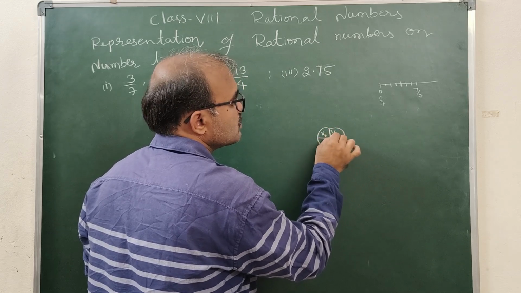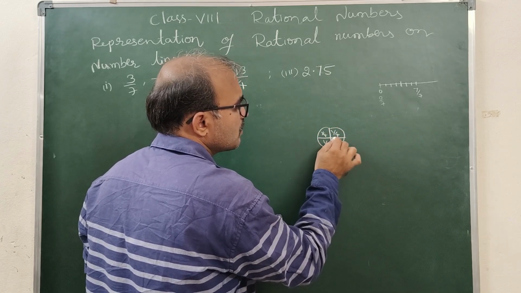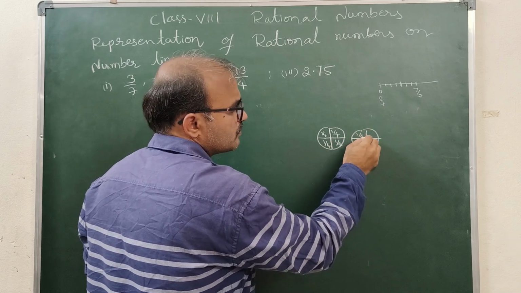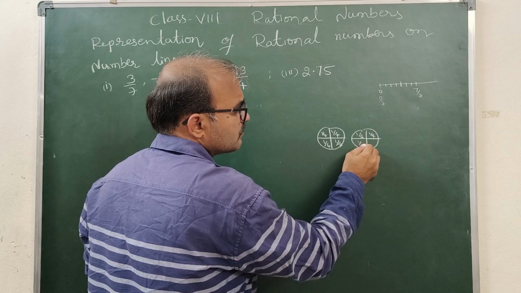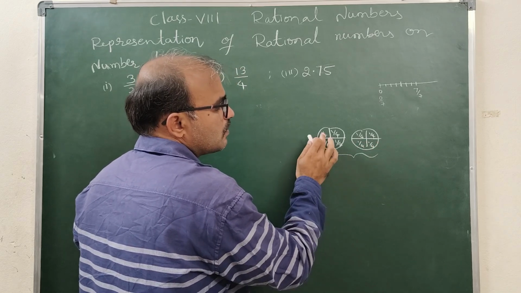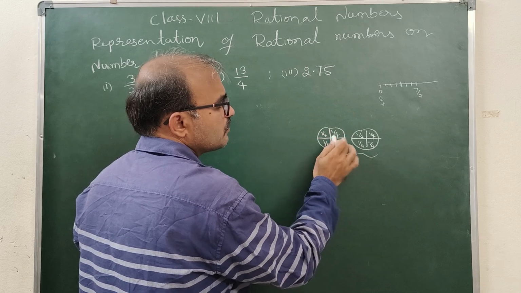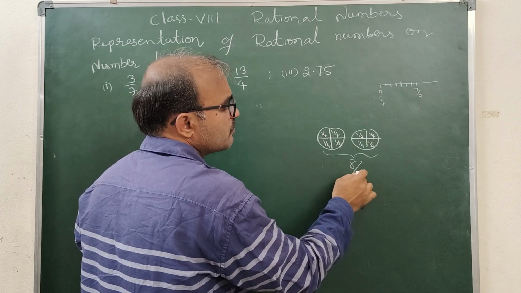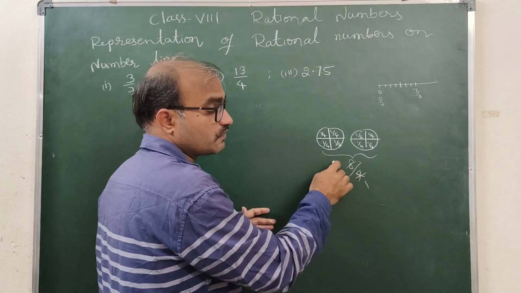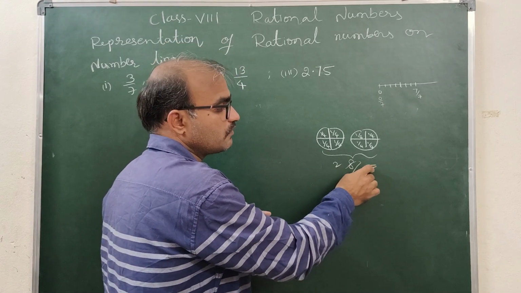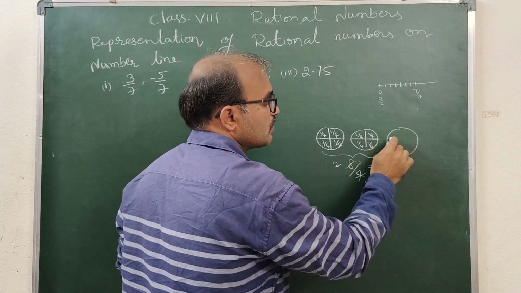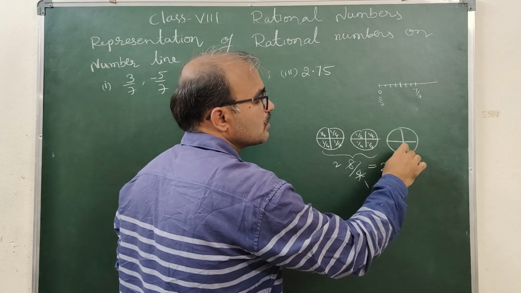Each part is 1/4. This is 1/4, this is 1/4, this is also 1/4. Now, if you consider 1, 2, 3, sorry, 1, 2, 3, 4, 5, 6, 7, 8, these are all 8 fourths, right? You know already 8 fourths will make 2 wholes, right? 2 wholes. If you take one more whole, totally there are 3 wholes.